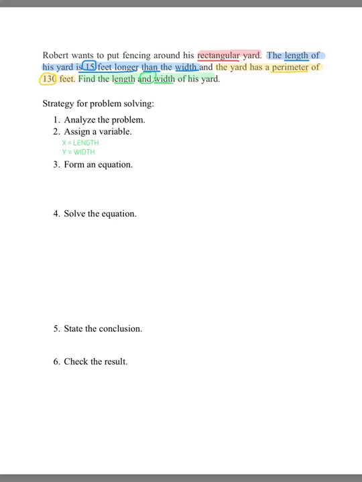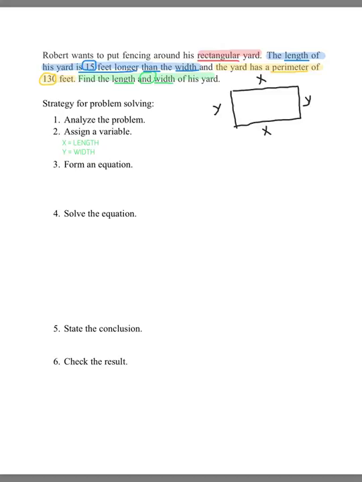I'll start off by drawing a rectangle, since we are working with a rectangular garden. So there's a rectangle, representative of the rectangular garden. And it's going to have a length, which is represented by the variable x, and a width, which is represented by the variable y. So there we go. So now what do we know? We know that the length is 15 feet longer than the width. So we have a relationship between x and y.